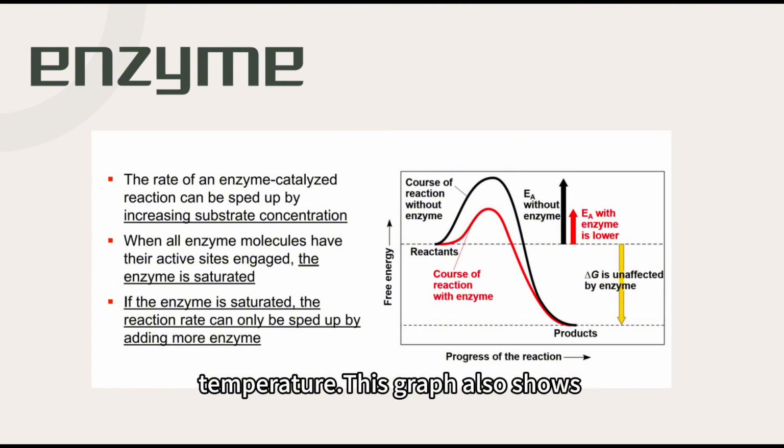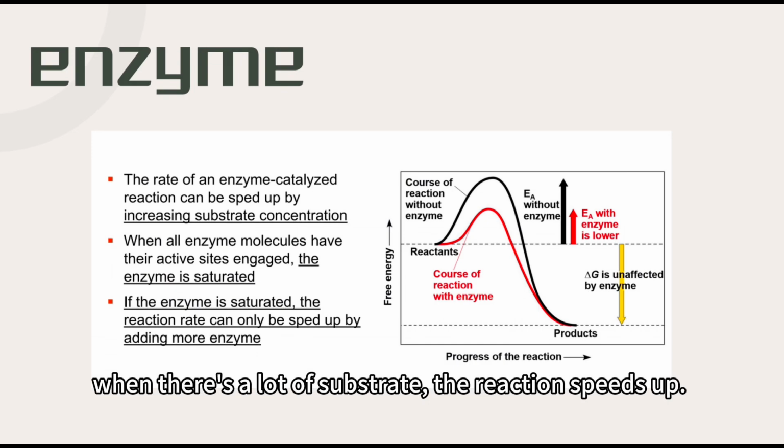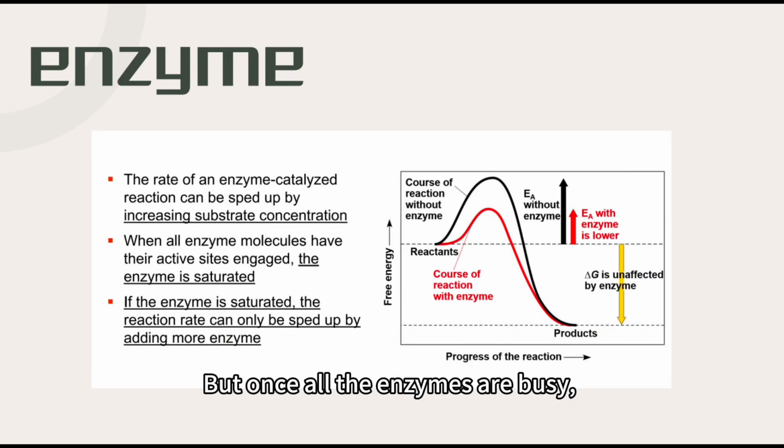This graph also shows something very important for our story. When there's a lot of substrate, the reaction speeds up, but once all the enzymes are busy, we reach enzyme saturation. Adding more substrate won't make it faster. This means if you don't have enough lactase enzyme, no matter how little milk you drink, the reaction will be too slow, and lactose won't get digested.